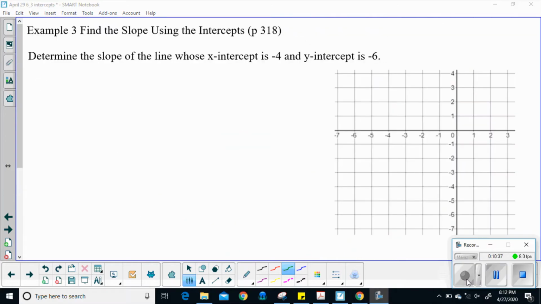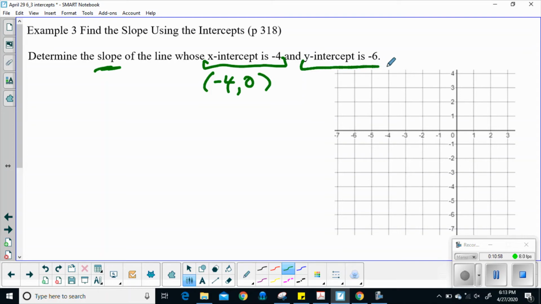Nice. Here we have another example, and now I want to find the slope using my intercepts. So I'm going to look at my question here, and let's see what it says. I need to figure out the slope of the line whose x-intercept is negative 4. So that means I have the point negative 4, 0, and a y-intercept of negative 6. So that means I have the point 0, negative 6. So remember, y-intercept, x is 0. X-intercept, y is 0.